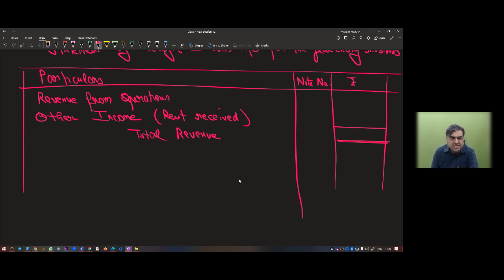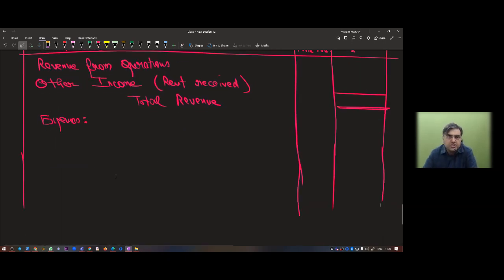Now I go to the expense side, expenses. In expenses, I will only write those words which are required, not all. Cost of material consumed, purchases of stock in trade. You can fill either CPC, you can fill any. So what should we do? If we show cost of material consumed, then change we need not fill. I want to fill change, so I will say purchase of stock in trade.